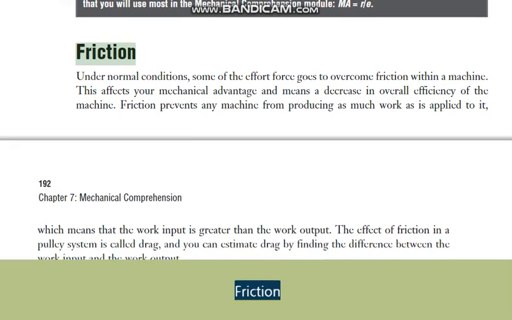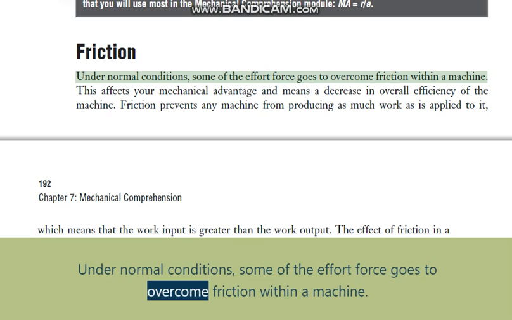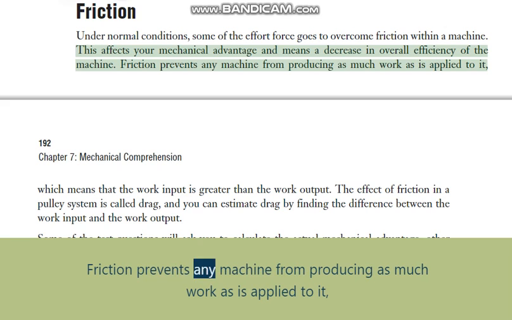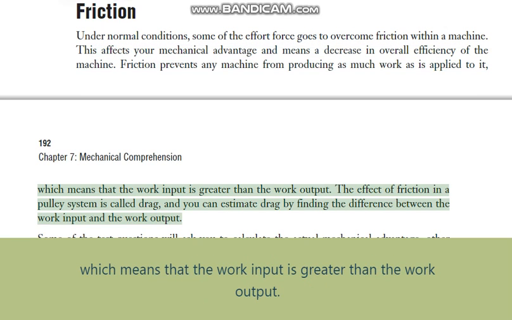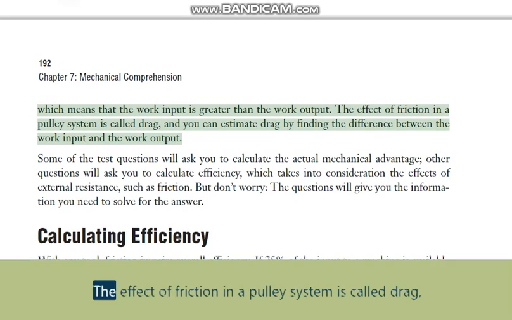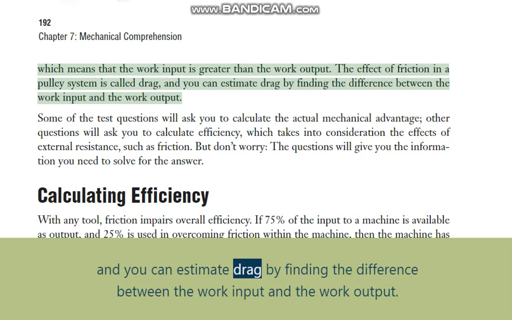Friction. Under normal conditions, some of the effort force goes to overcome friction within a machine. This affects your mechanical advantage and means a decrease in overall efficiency of the machine. Friction prevents any machine from producing as much work as is applied to it, which means that the work input is greater than the work output. The effect of friction in a pulley system is called drag, and you can estimate drag by finding the difference between the work input and the work output.